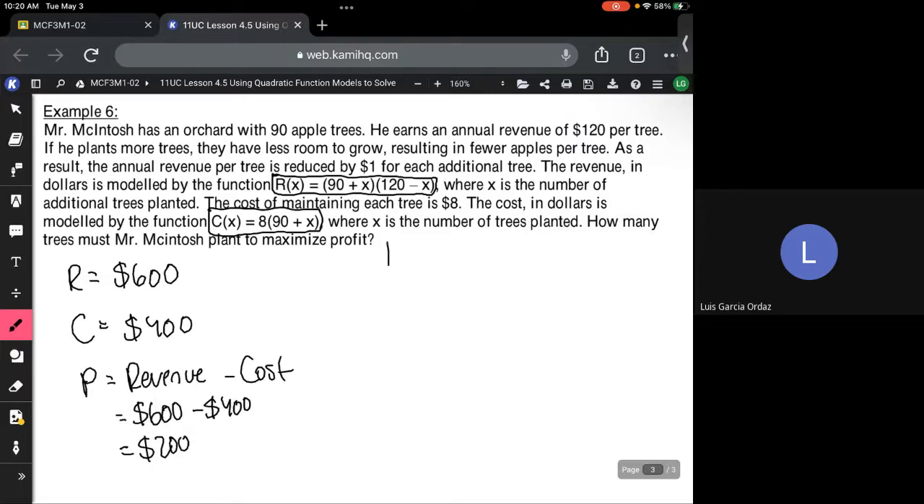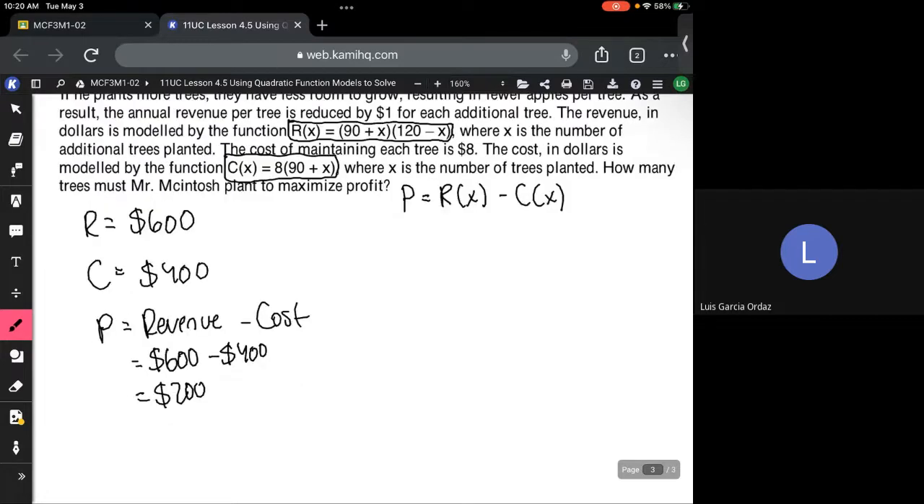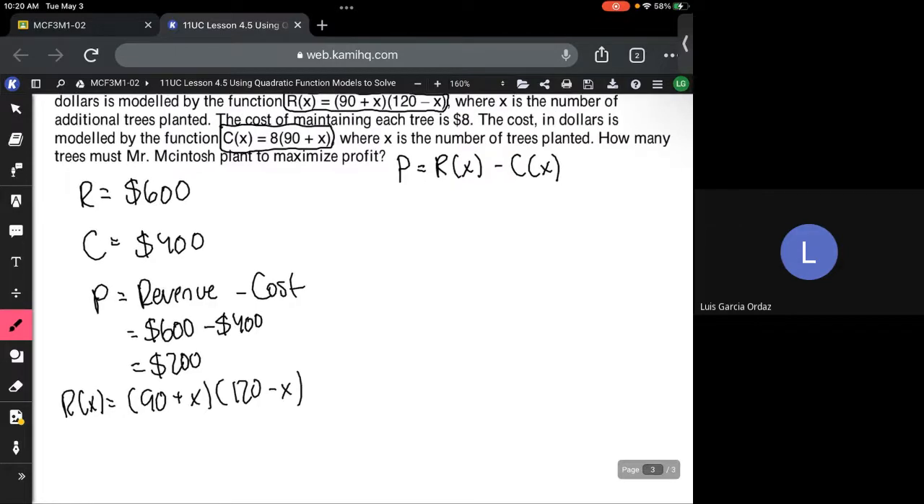Again, my profit is going to be my revenue, R of x, subtracted by my cost, C of x. So down here, I'm going to write my revenue. It's (90 plus x) times (120 minus x). What do you think I have to do with those two brackets first? We're going to expand. How do we get that? It's given to us in the question. Oh, that's for the R of x.